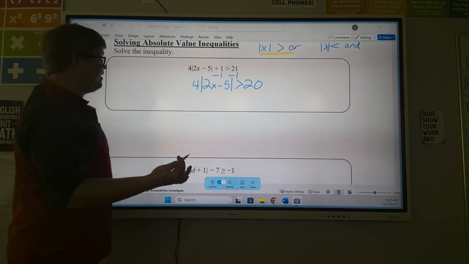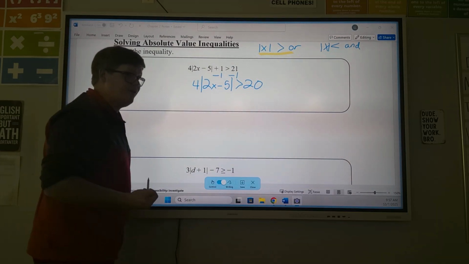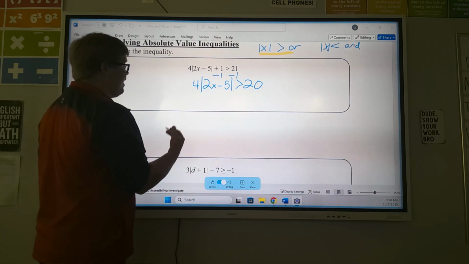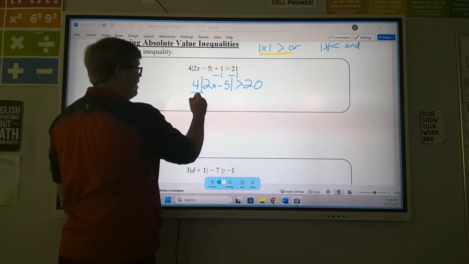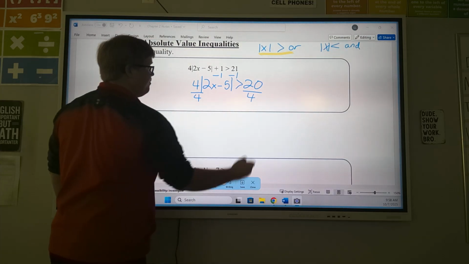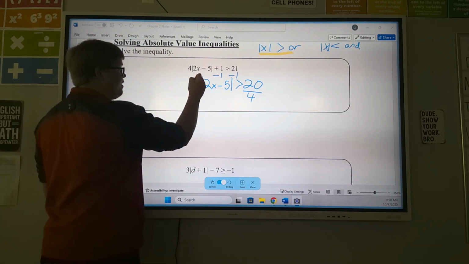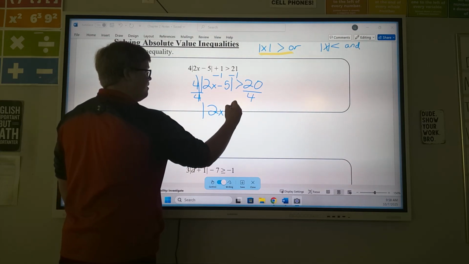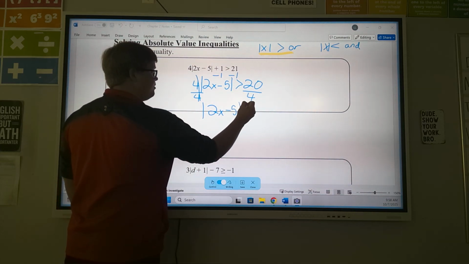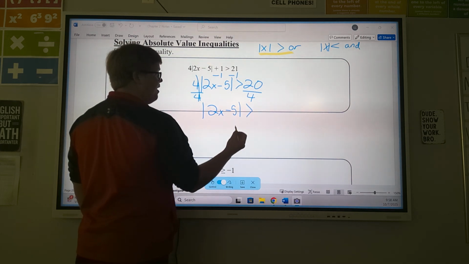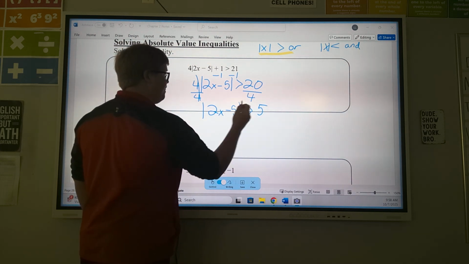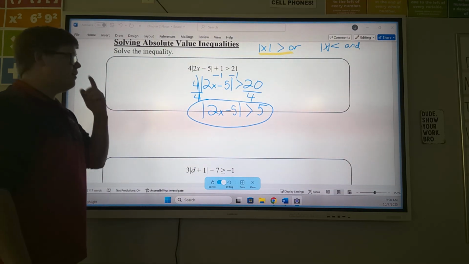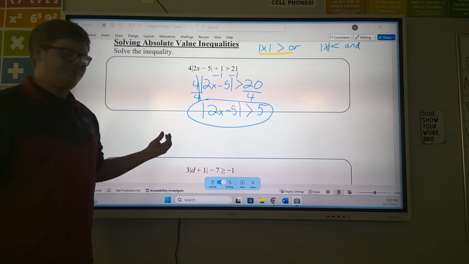Now your instinct may be, I want to distribute that 4. With an absolute value, it's a lot easier if we just get rid of the 4. And to get rid of the 4, all we have to do is divide by 4. When we divide by 4, that cancels. We're left with the absolute value of 2x minus 5 is greater than 20 divided by 4, which is 5. So now this is our absolute value inequality that we are going to solve.